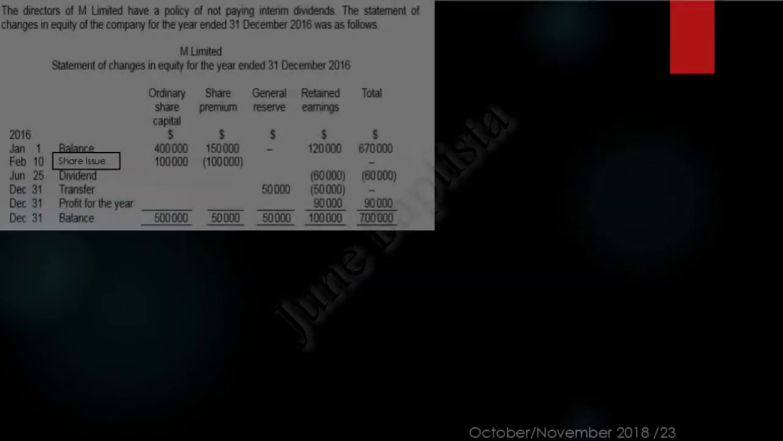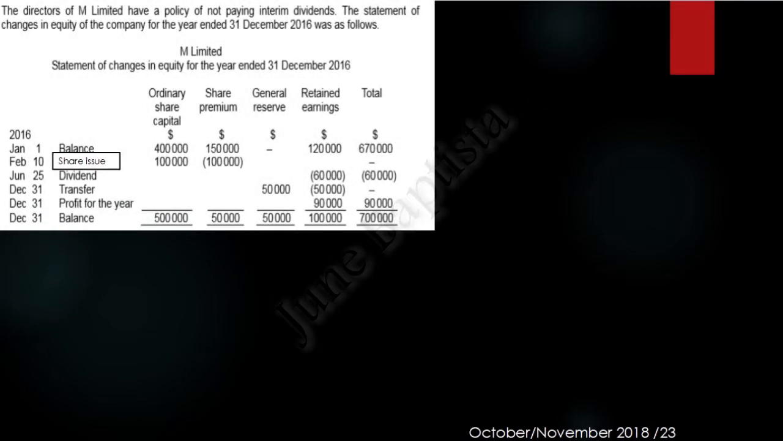In this question, taken from a past paper, we will be examining the drawing up of the statement of financial position for a limited company. The directors of M Limited have a policy of not paying interim dividends. The statement of changes in equity of the company for the year ended 31st December 2016 was as follows. Take a minute to pause the video and study the statement of changes in equity.